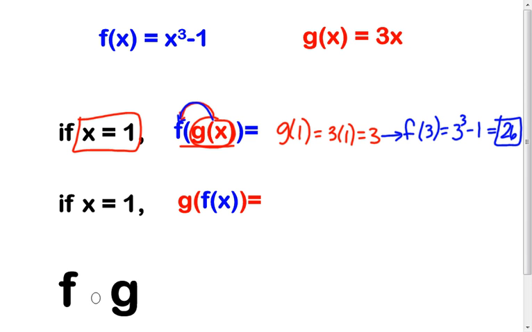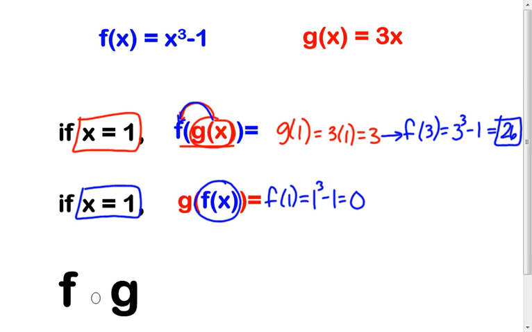If we do it the other way around, again, we will work inside out. So this is telling us to take the input and put it into F's machine first. Okay, here's my input that I gave you: X is 1. So when I do 1 here, I put it into F first because it's on the inside. So F of 1 is 1 cubed minus 1, which is 0.